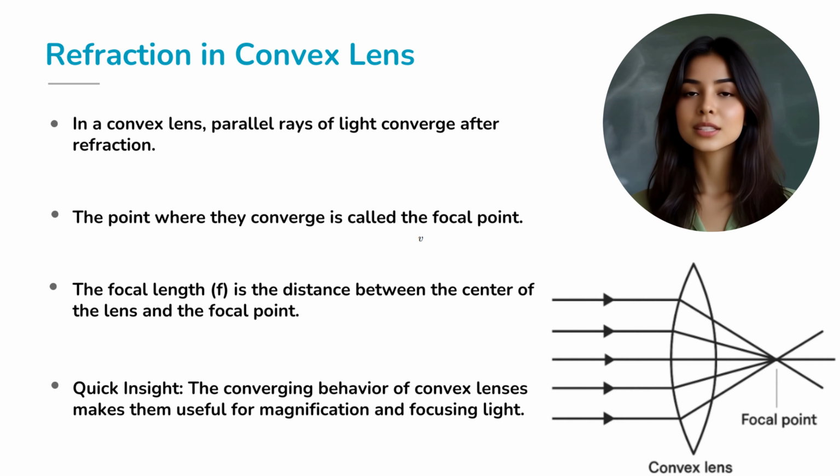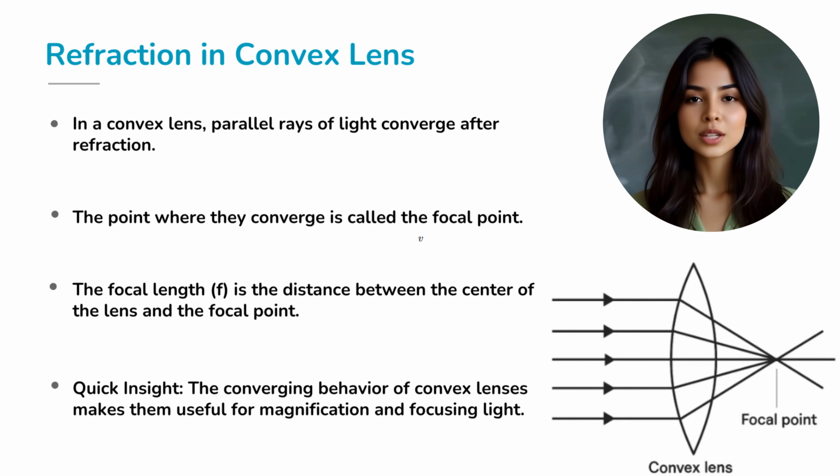In a convex lens, when parallel rays of light pass through, something fascinating happens. They don't just keep going in straight lines. Instead, they converge or come together after passing through the lens. This is the key characteristic of a convex lens: its ability to bend light and focus it at a point. As you can see in the diagram, the rays all focus on a single point after passing through the lens. That point is called the focal point, which we'll discuss in the next scene.